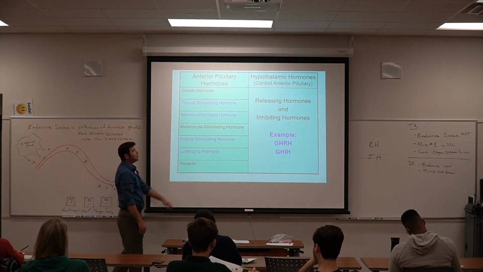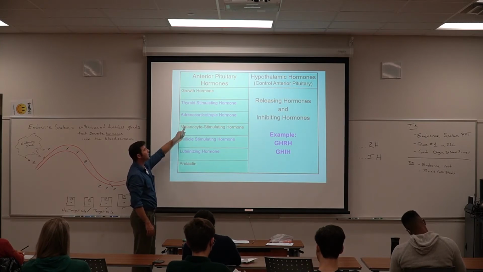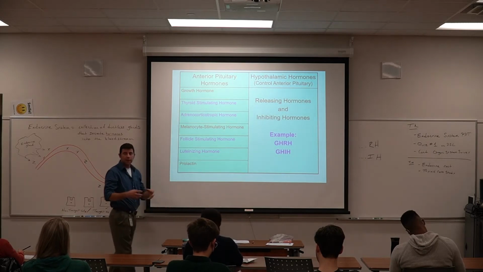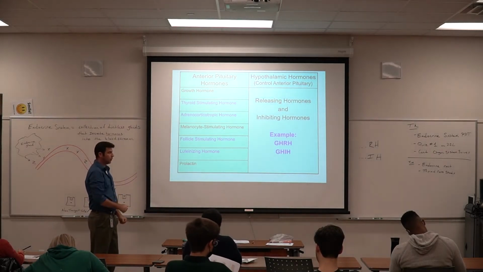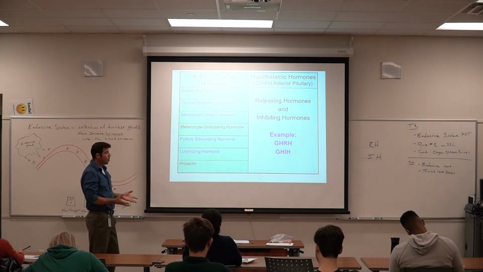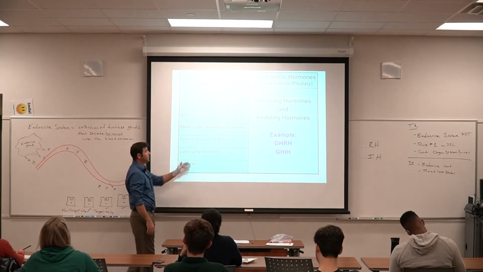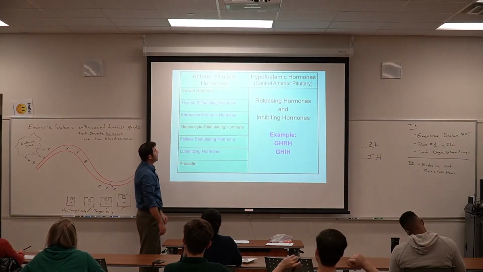This adrenocorticotropic hormone, it seems like a mouthful, is going after the cortex of the adrenal gland. We had just seen that the adrenal medulla has a neuron that goes directly to it. It's neurally controlled. But the outer edges, the cortex of that adrenal gland, is going to be controlled by hormones, specifically this hormone coming from the anterior pituitary gland.